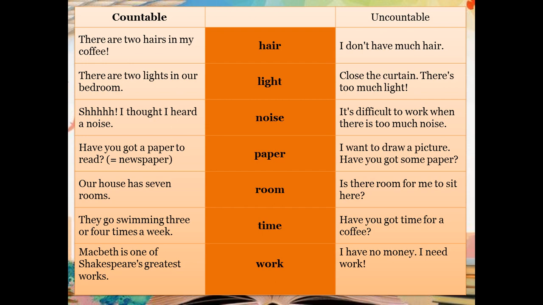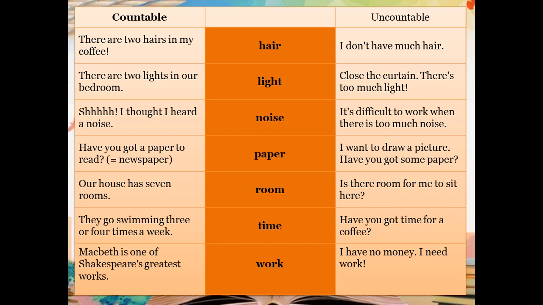The other one, light. There are 2 lights in our bedroom. It means that you have 2 bulbs or something like that. But if you are talking about the daylight or the sunlight, the word light will not be countable anymore. Close the curtain, there is too much light. The other one, the word noise. I thought I heard a noise. There's something outside, a noise. But in general, it's difficult to work when there is too much noise.